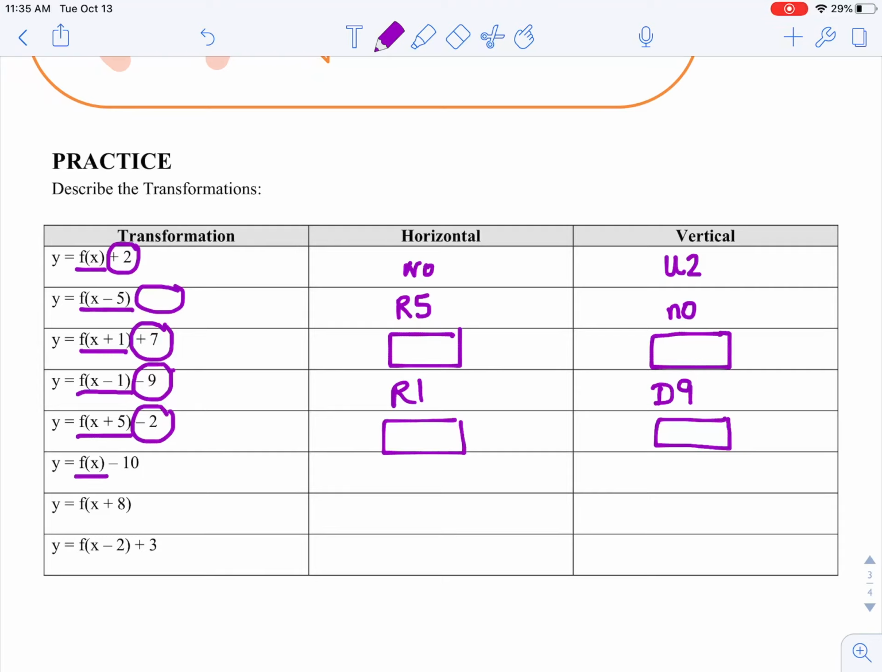Next example, f of x minus 10. What is your horizontal movement? What is your vertical movement? Next one, y equals f of x plus 8 in the parentheses is plus 8. So that means I'm going to go to the left 8. And I have no vertical movement.